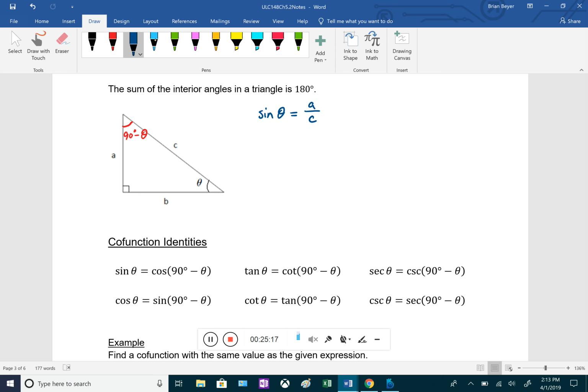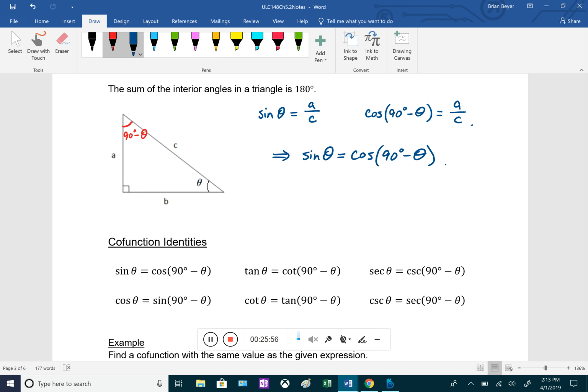Now let's take a look at cosine of this one. If we look at cosine of that other angle, once again, we have no idea what it is. We just know that it's 90 degrees minus theta. Cosine of that is adjacent over hypotenuse, which is a over c. These are both equal to a over c. That means they have to be equal. So that means sine of theta, whatever theta is, is going to equal cosine of 90 degrees minus theta.